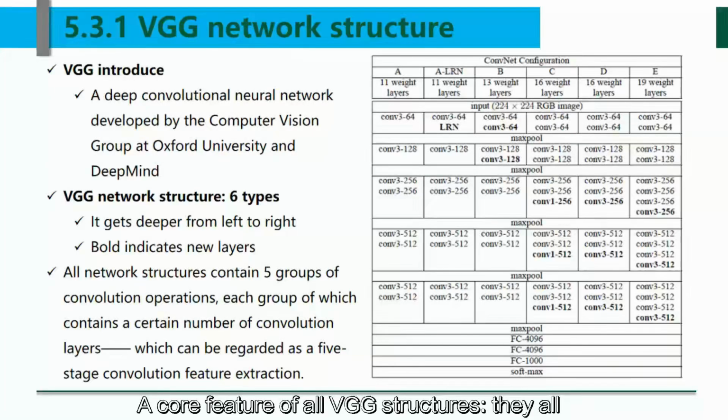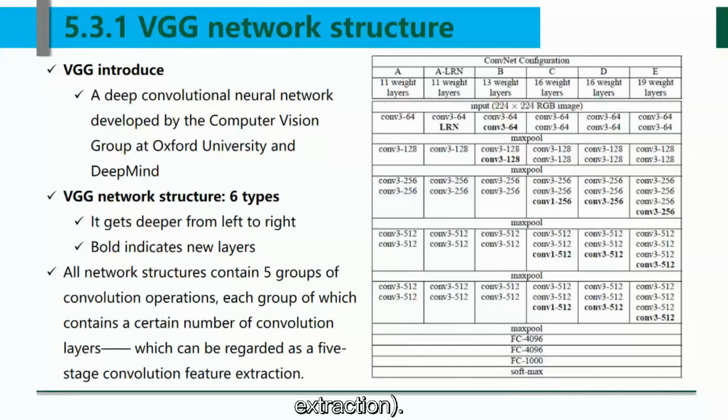A core feature of all VGG structures is that they all include 5 groups of convolution operations. We can call this 5-stage convolution feature extraction. Each group has several convolution layers, and after each group, there's a pooling layer. This convolution group plus pooling structure is very regular, easy to understand and implement.